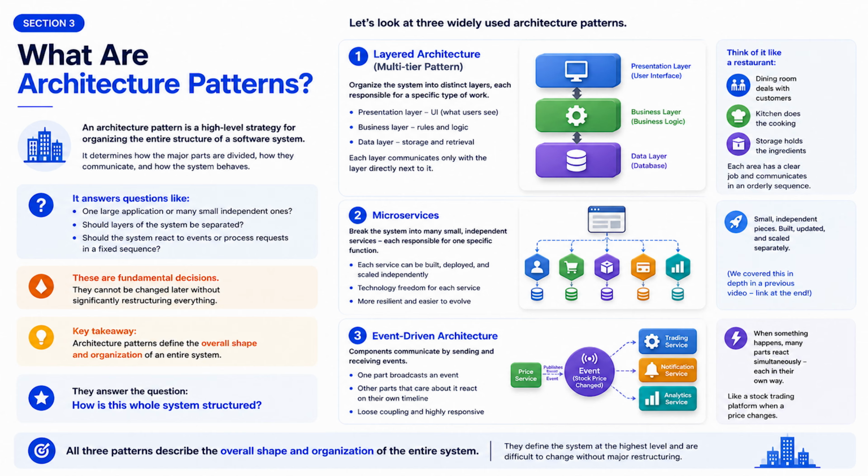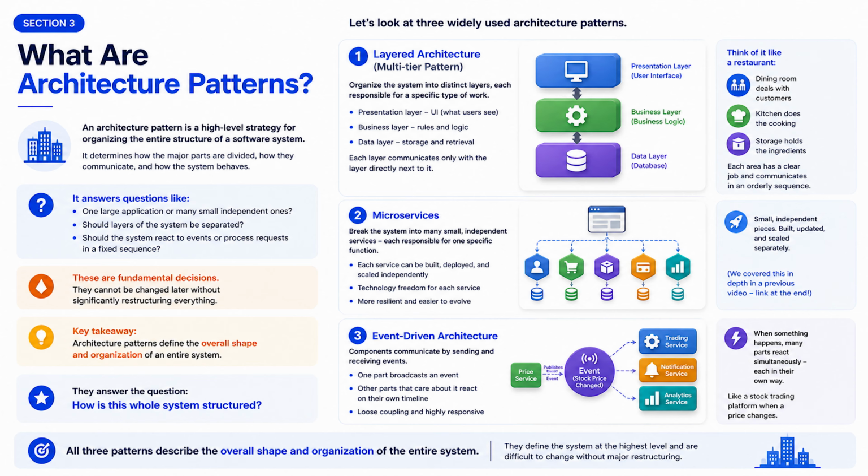Let us look at 3 common architecture patterns in plain English. First, layered architecture. This is the classic multi-tier approach. The system is split into layers, one layer for the user interface, one for business logic, and one for data. Each layer talks mostly to the layer next to it. Think of a restaurant. The dining area handles customers, the kitchen handles cooking, and storage handles ingredients. Each part has a clear role.